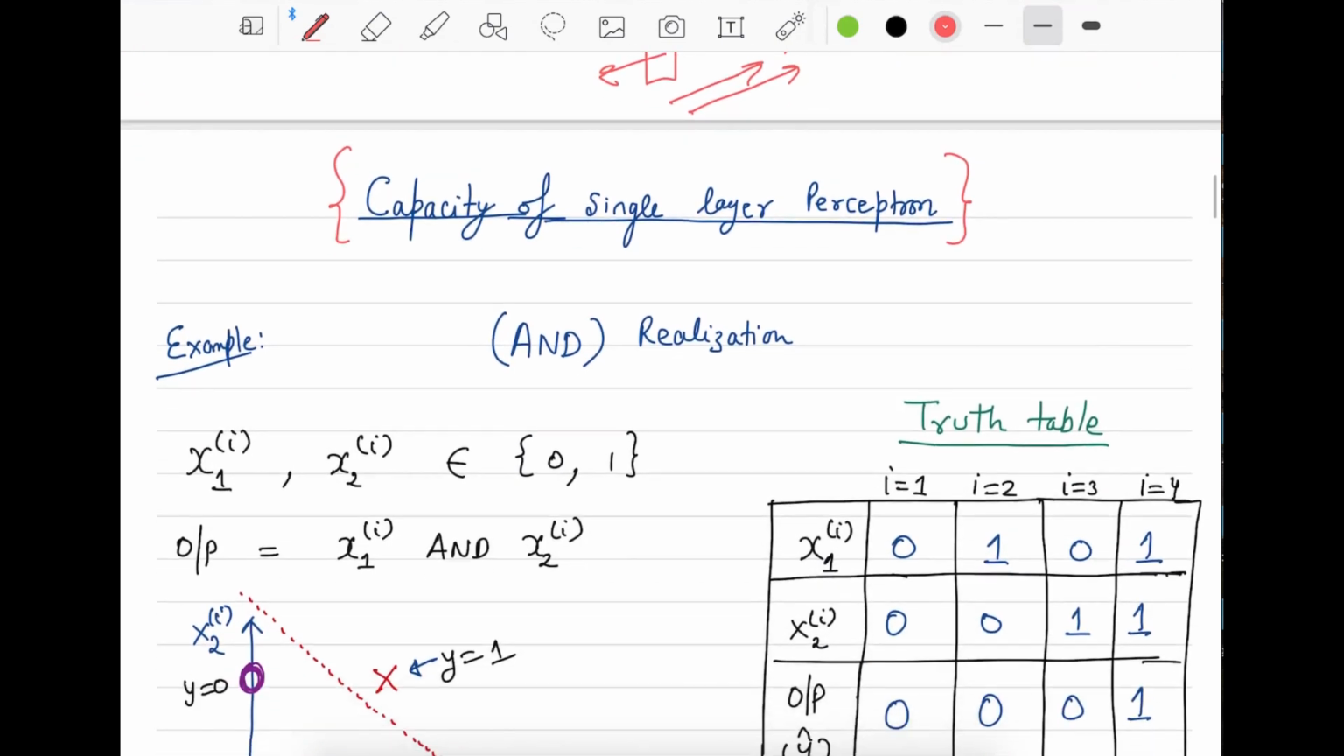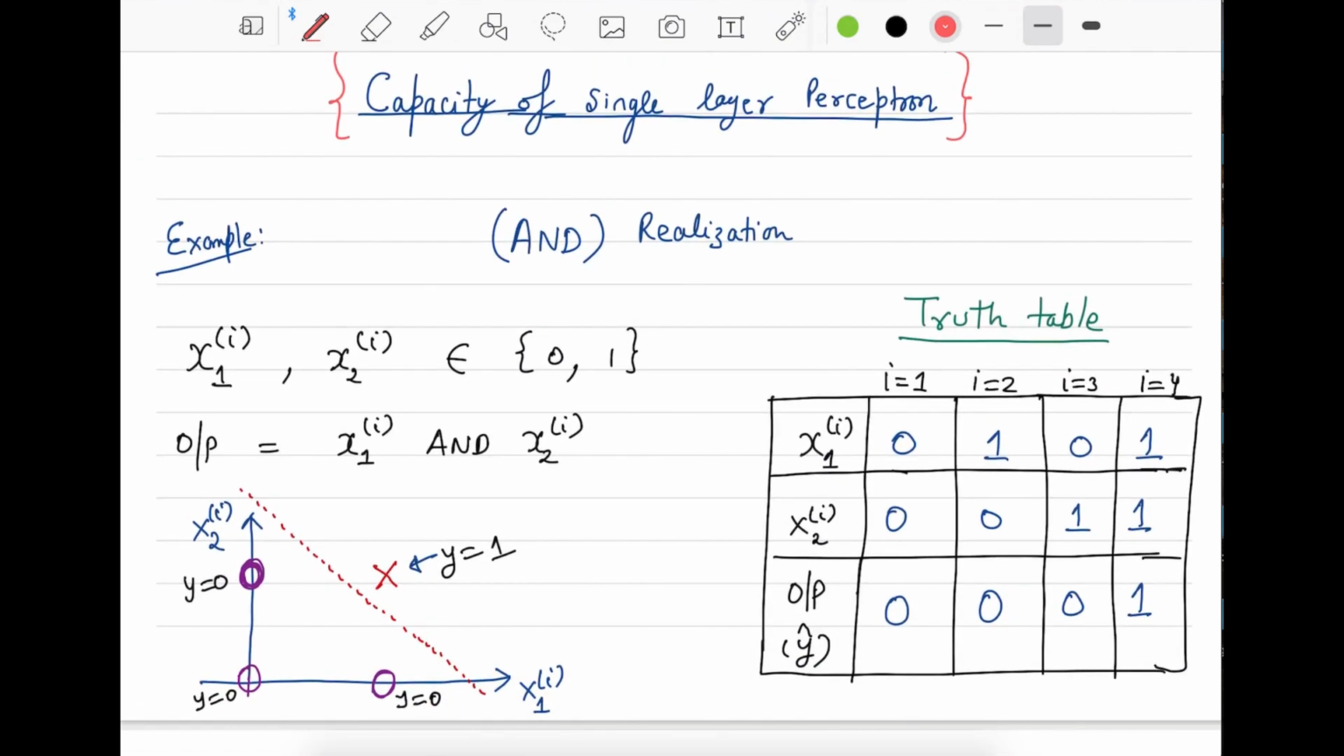So in order to do that, let's do an AND realization using neural networks. I hope everybody knows about digital circuits, what is AND, what is OR, what is NOT. Can anyone just give a small feedback on that?